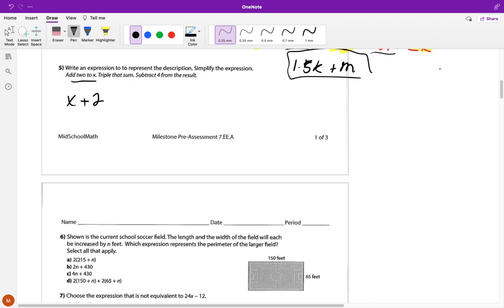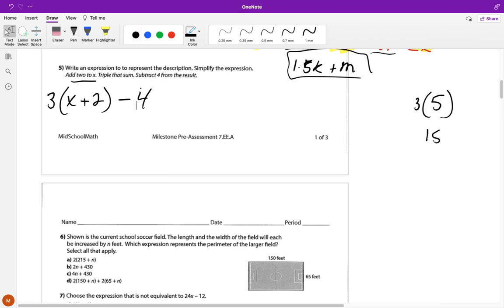Triple that sum. What does it mean to triple something? If I give you a number, let's say 5, and I ask you to triple that, well, we multiply that by 3 to get 15. So this x plus 2 could represent that whole number 5. So if we want to triple it, we need to put the whole thing in parentheses to say that we're multiplying the entire number that we already established, and subtract 4 from that result. So then we will then minus 4.